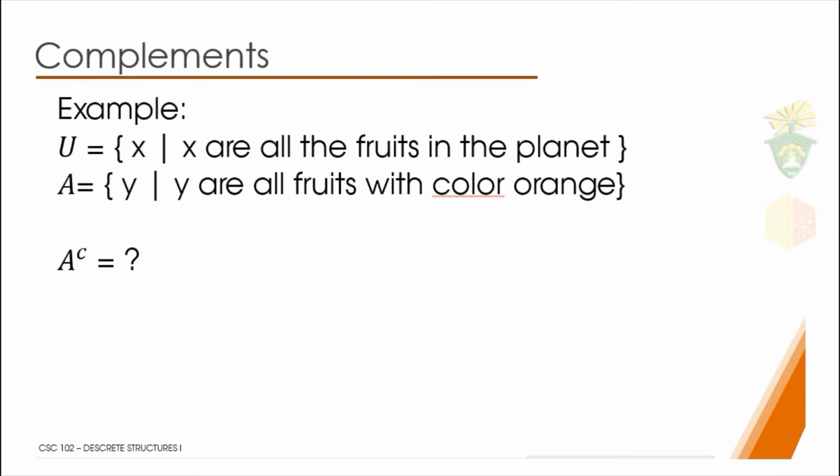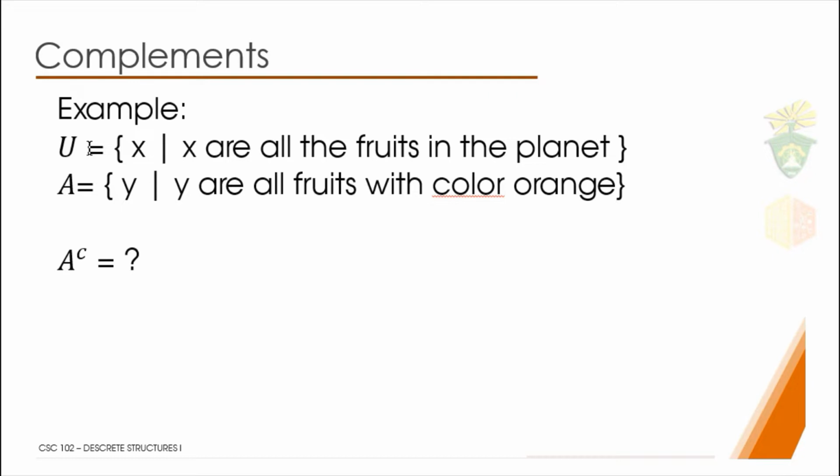So here is an example. Given these two sets, the set U, which is our universal set, with elements X such that X are all fruits in the planet. As you can see here, the universal set is defined. So this is what the universal set should only contain. This set only contains the fruits, all the fruits in the planet.